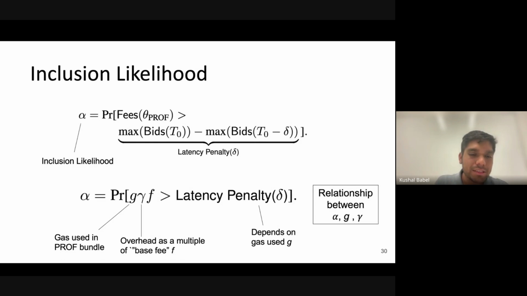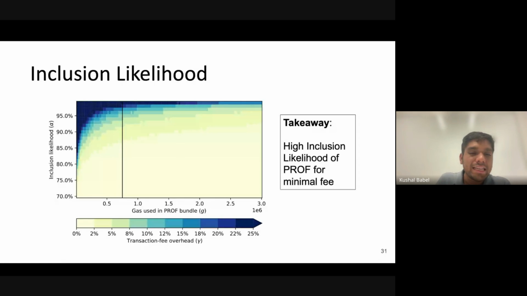So if you look at this equation, there is a three-dimensional relationship between the inclusion likelihood, the size of the PROF bundle, gas used G, and the price or the overhead that each PROF transaction needs to pay on top of the base fee. This three-dimensional relationship is what I'm plotting here between alpha, G, and gamma, based on the latencies that we observe for simulating PROF transactions in our prototype. So the idea is, as PROF transactions get larger and larger, you amortize their latency costs, but the fee from those transactions gets bigger and bigger. So you get higher and higher inclusion likelihood for the same overhead.